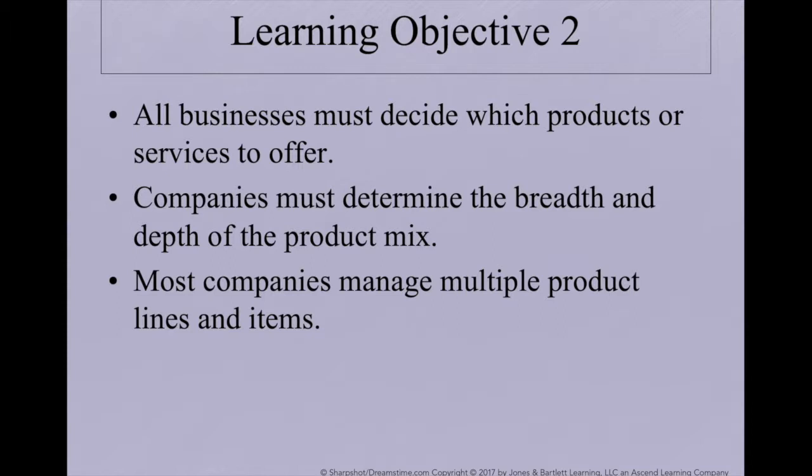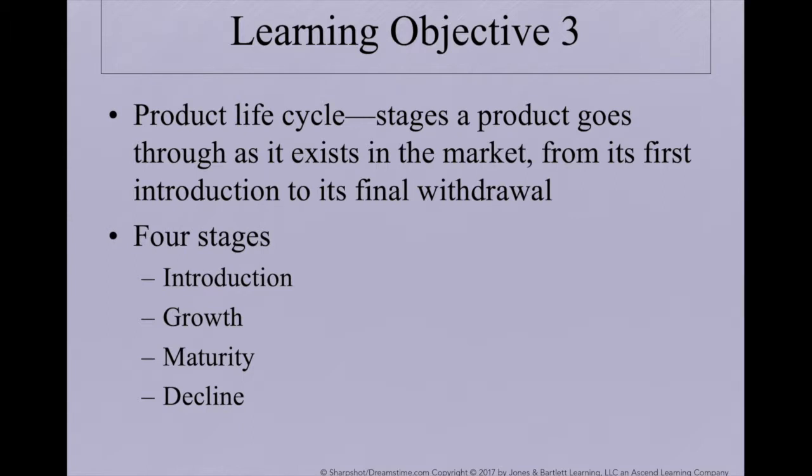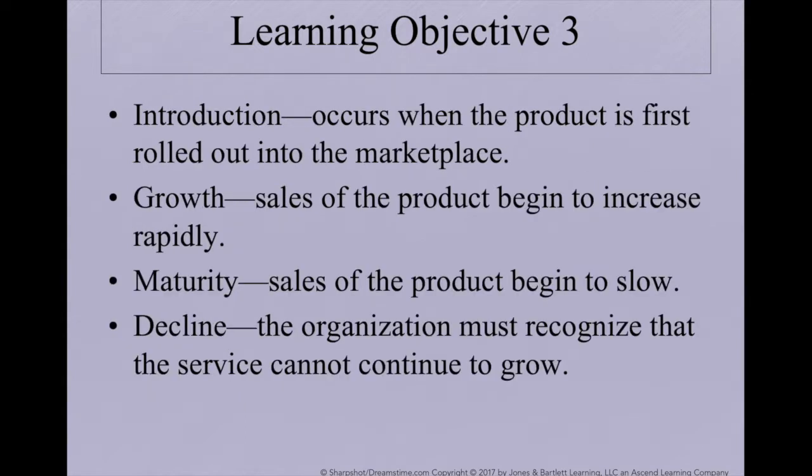The product life cycle, the stages a product goes through as it exists in the market from its first introduction to its final withdrawal, has 4 stages: introduction, growth, maturity, and decline. Introduction occurs when the product is first rolled into the marketplace. This is the first stage of the product life cycle. The key consideration in the introduction stage of a product is quality. Price becomes important as it follows one of 2 primary strategies: skimming or penetration. Promotion must develop primary demand.